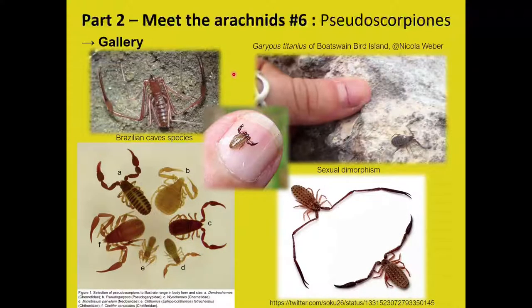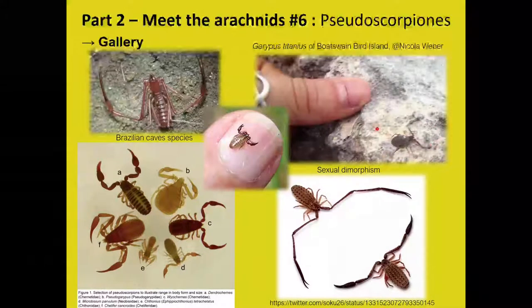So for some pics, this is the biggest species in the world, credit to Nicola Weber on Twitter. It only lives on a small island in the Atlantic, I think. This is the usual pseudoscorpion, about this big. And some have quite interesting morphologies, with extremely long pincers. This is probably the result of sexual selection, because this is a female and this is a male.